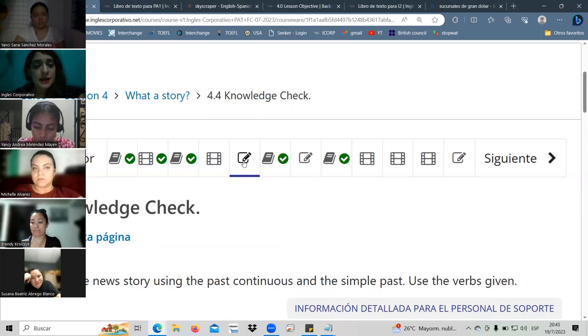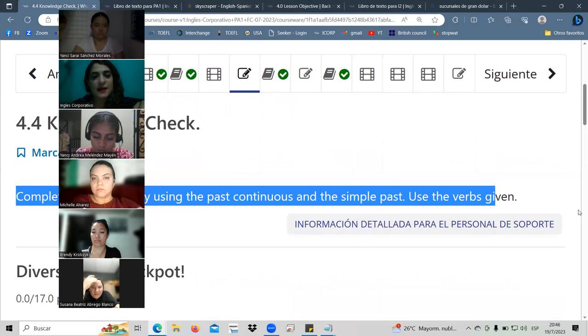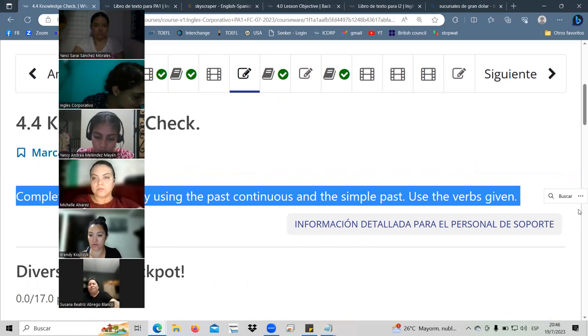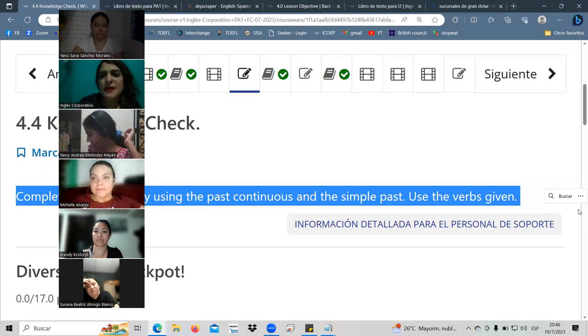knowledge check, ok? If somebody wants to do the number one, or read the instructions para que participen un poco más. Anyone. Complete the news. So, I'm sorry, you have to be faster than me. Complete the news story using the past continuous and the simple past. Use the verbs given. Somebody said teacher, I don't know who said, Luis ever, but it was a man. It was a man, I mean.